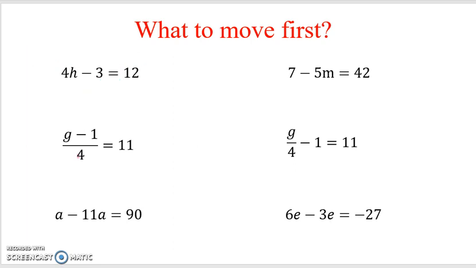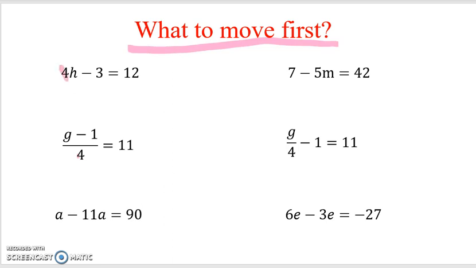So what am I reversing? Well, each equation will be made up of different operations. So here I can see that there's a 4 and it's being multiplied by h. So that's one of the operations. And here's my other operation. We've then subtracted 3. So by reversing these operations, we can then isolate the variable, or find out what the value of h is. So my next question then is, what do I move first?